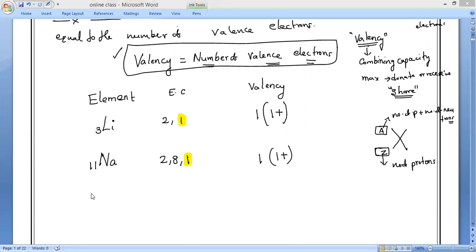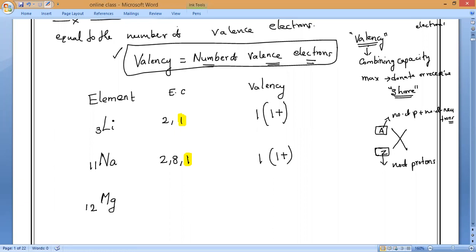Next, let me take magnesium. We all know magnesium. Can you tell me the atomic number of magnesium? 12. If you have taken the electronic configuration, speak everybody. 2, 8, 2. So now, what are the valence electrons? 2. Its valency is also 2, or we can say 2 plus. Understand?